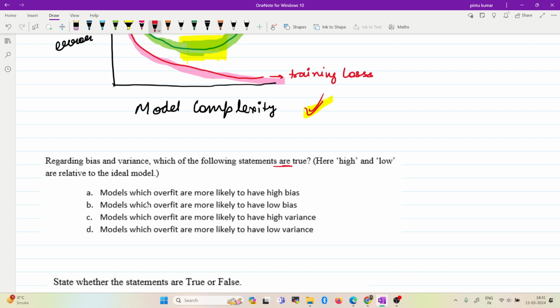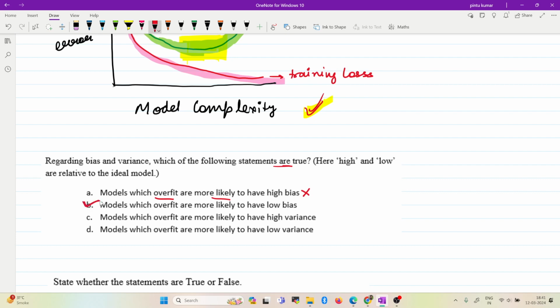So what does it say? That models which overfit are more likely to have high bias. Okay, so what is bias? Bias is how much error your mean line is making with respect to the true function. So if your model is overfitting, then this error should be low. So this option is incorrect.